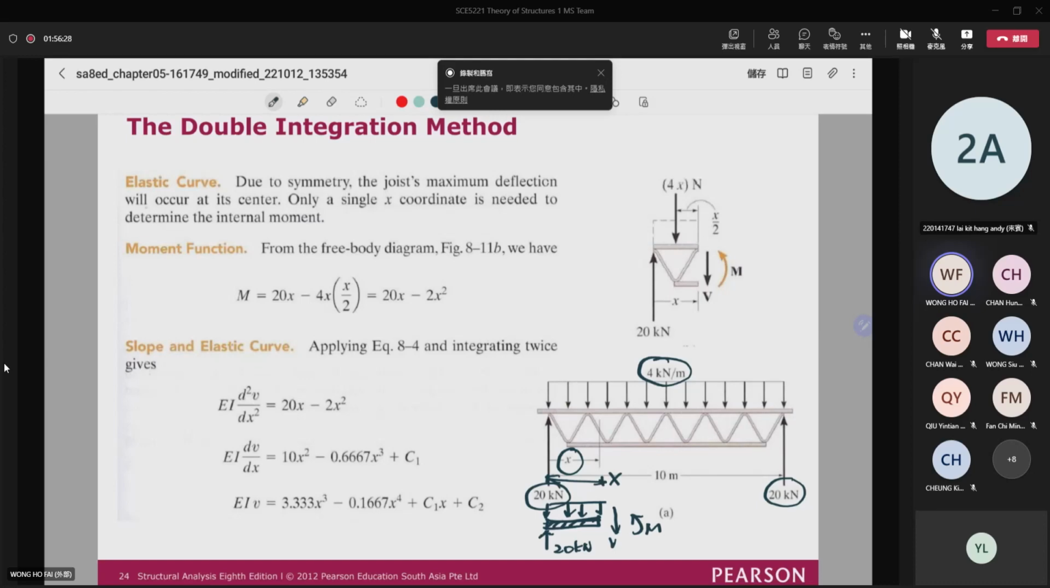Then you can find the moment. So you take moment at this point. So you have the load 20 times X. And then you have your load, which is actually 4X here, and then times the distance X. And then the moment arm is equal to X divided by 2. So you have your moment equation equal to 20X minus 2X squared. Is it okay?